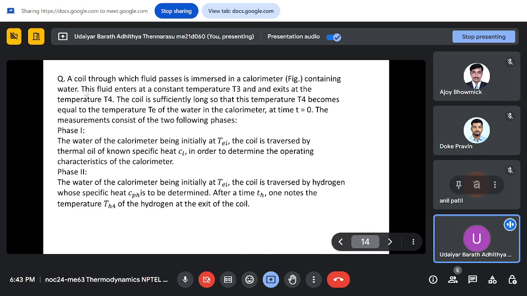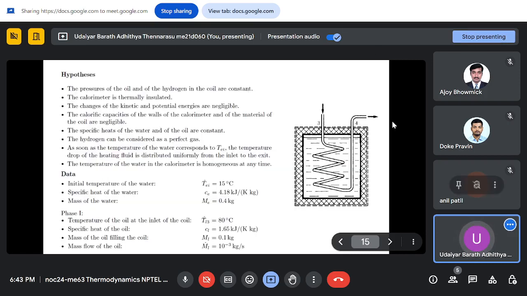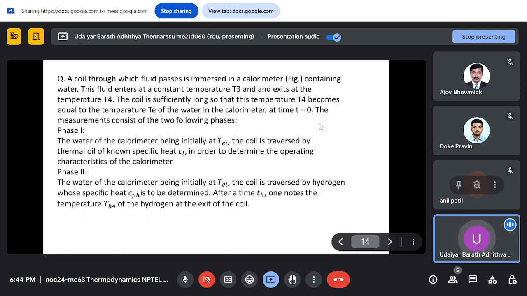So the problem says you have a coil through which fluid passes and it is immersed in a calorimeter containing water. It is shown in the figure here. There is a coil whose entry state is denoted as state 3 and exit as state 4. Inside, this is a closed vessel with water, insulated from the outside. So whatever energy is lost through the coil will be gained by the water, and there is no interaction with the surroundings. This is the general idea of the calorimeter.